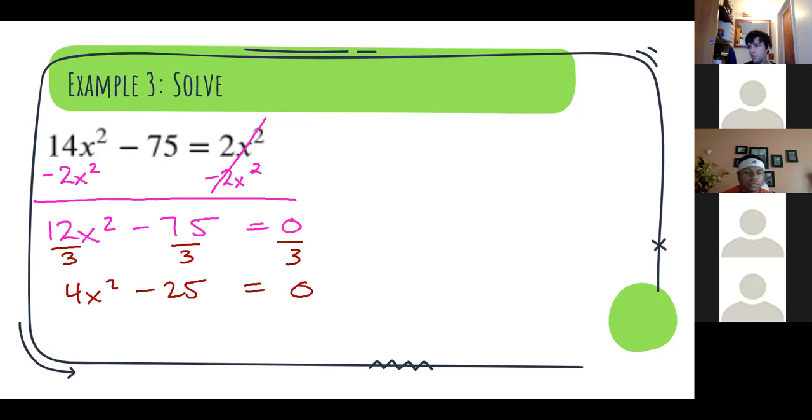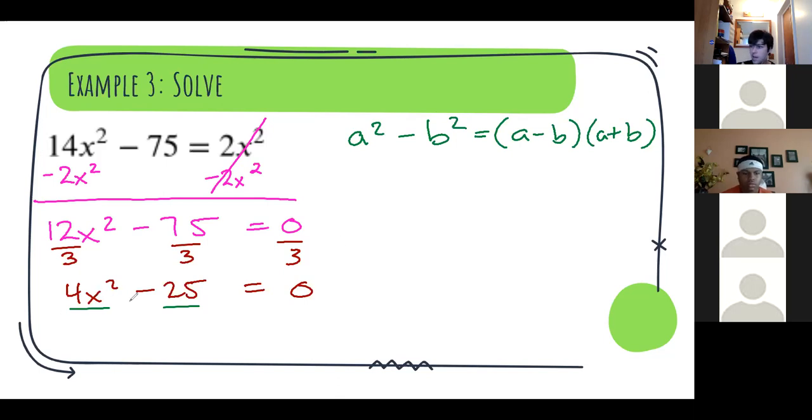Now, hopefully it looks a little better. As I'm looking at this, these are all perfect square numbers, right? 4 is a perfect square. 4 is 2 squared. 25 is a perfect square number. That's 5 squared. And at this point, I should be able to use my difference of squares factoring. So remember, difference of squares looks like this. A squared minus b squared factors into a minus b times a plus b. This is what we're talking about.